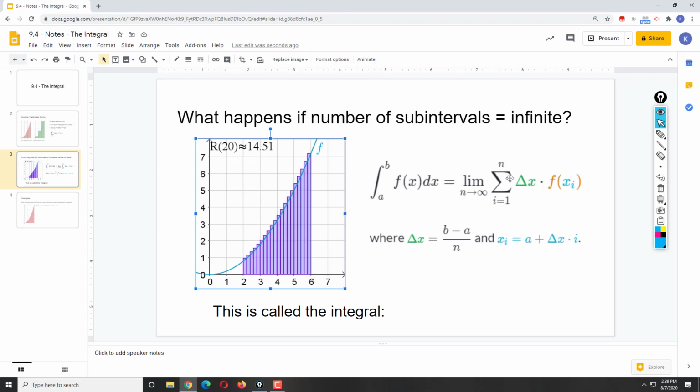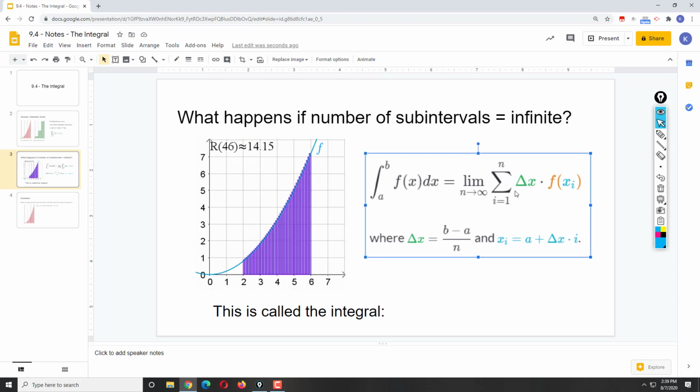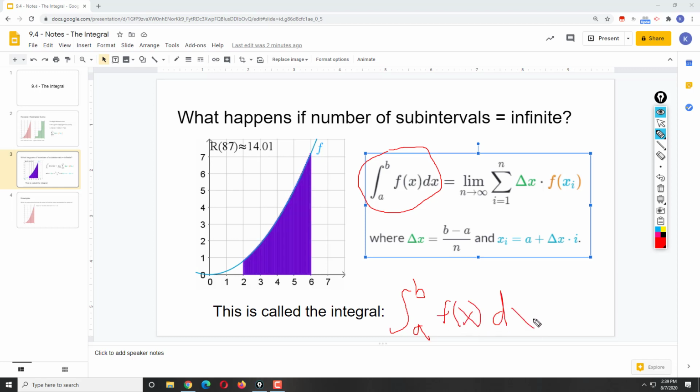So we can take the right Riemann sum, the sum of i equals 1 to n of delta x times f of x, and take the limit as n goes to infinity, the infinite number of intervals. Each interval is going to be infinitesimally small because the interval is (b minus a) over n. When we do that, this squiggly line is called an integral. We can call this the integral from a to b of f of x dx. This is called the integral.